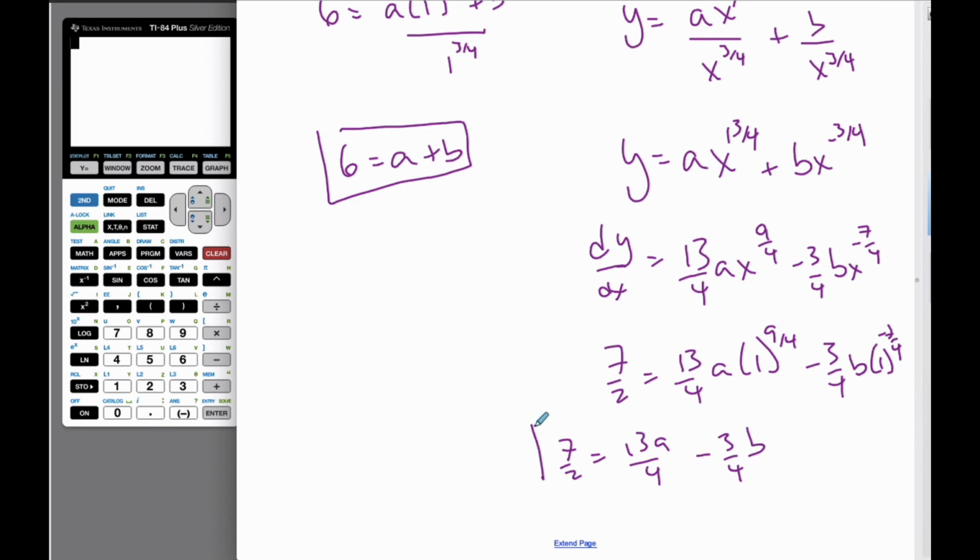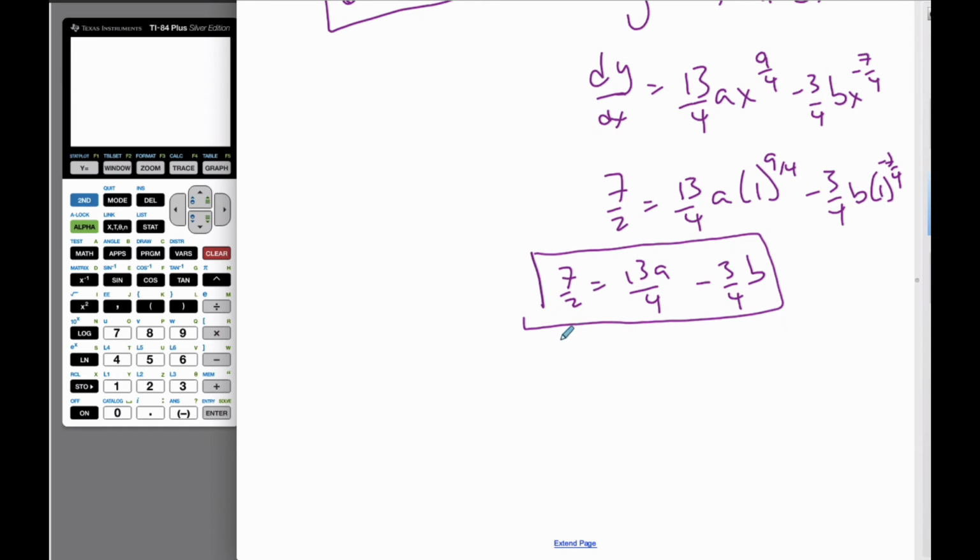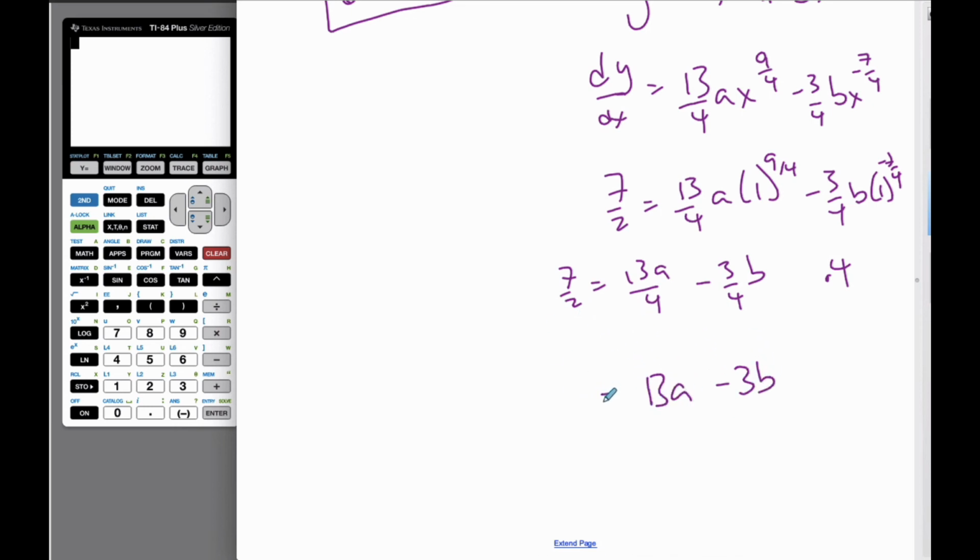So now I have two equations, two unknowns. I'm going to do one little bit of algebra on here. Let me undo that line here. I'm going to multiply through by 4 just to make it easier to work with. So if I multiply this by 4, I get negative 3b, I get 13a, and I get equal to 14. So when I multiply by 4, these cancel, and I get 2 times 7, so 14.